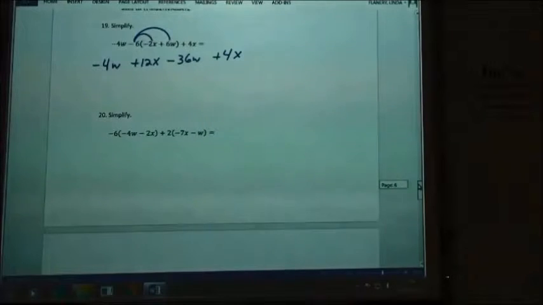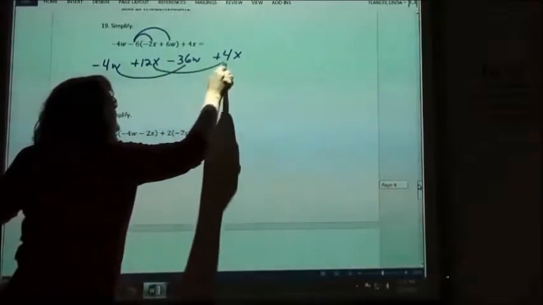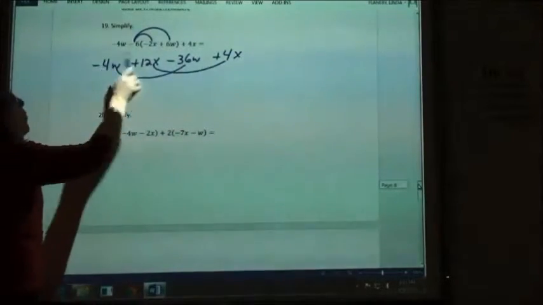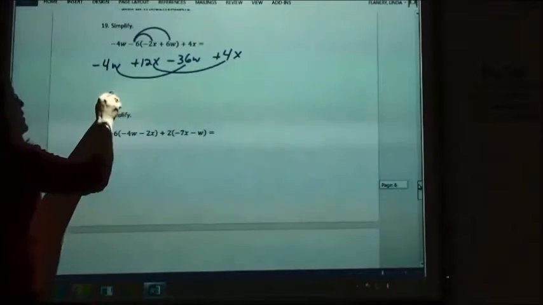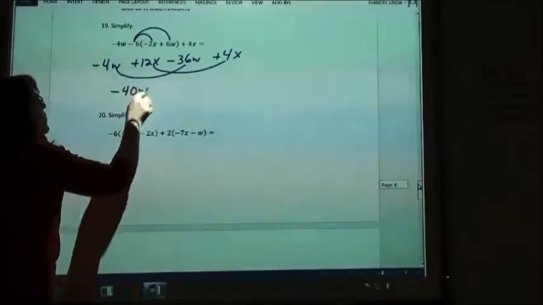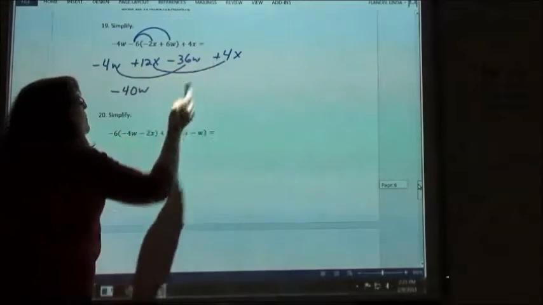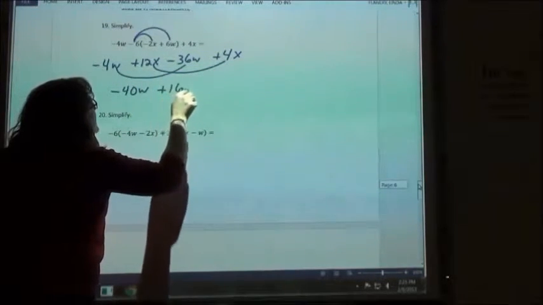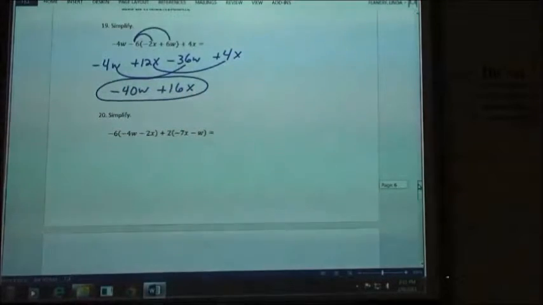Then I'm going to go ahead and combine my like terms. I'm going to put my w's together, my x's together. So negative 4 minus 36, they're both negative, I add and keep the sign, so negative 40w. Here we have 12 plus 4, they're both positive, I add, so positive 16x. So negative 40w plus 16x is my answer.